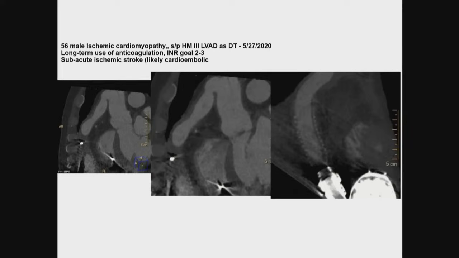This is one more example of what I mentioned earlier. A patient who has a HeartMate 3 and good anticoagulation does have an ischemic event, and I don't know if you can see there's some strand there in the outflow cannula. Again, we don't know the significance of that, or actually what its nature is. Is it fibrin? Is it clot? Again, without pathology correlation, it would be very hard to answer.